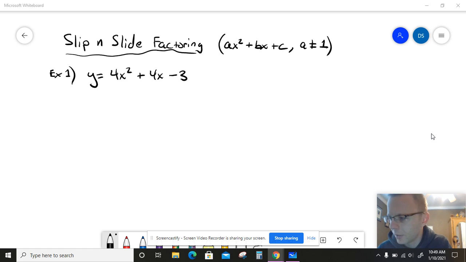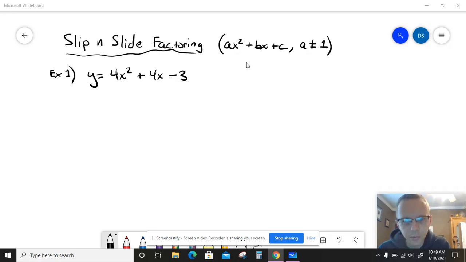All right, I want to make a video about this factoring method called slip and slide factoring. This is actually my preferred method for factoring quadratics. It's fast and it works, and so I wanted to say a few words about it. There are other videos you can find online, but I felt like I wanted to make my own.